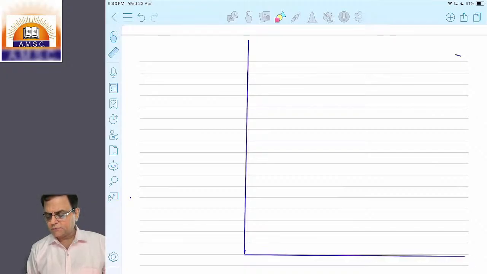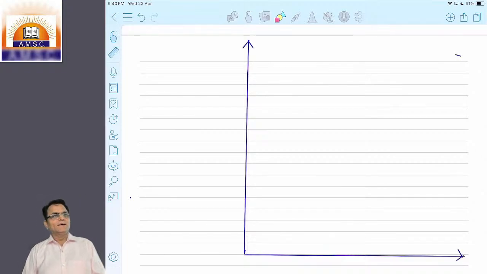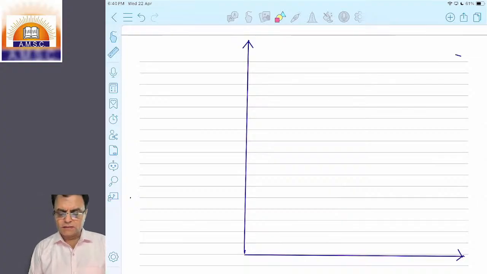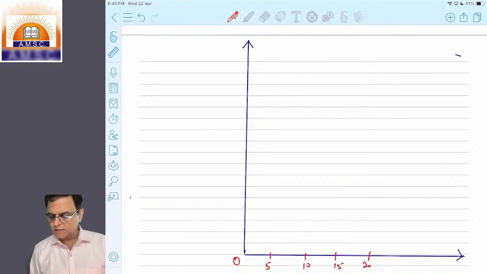Can I represent the first quadrant in this way only? I have taken one fourth of the coordinate axis. That's the first quadrant itself, because there's no use of the second, third, and fourth quadrants as far as the analysis of motion is concerned. Right? So this is 0. This happens to be 5 seconds. This is 10 seconds. This is 15 seconds. This is 20 seconds, 25 seconds.